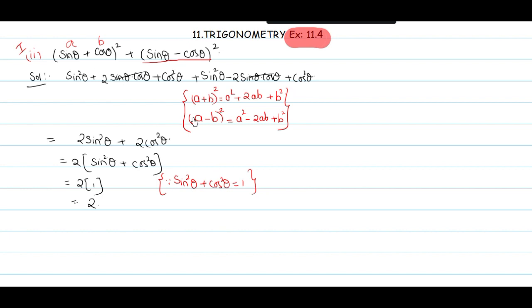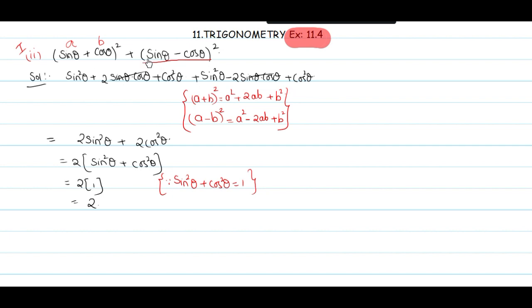We have sin theta as a. So, a square will be sin square theta plus 2 into a into b will be 2 into sin theta into cos theta plus b square is nothing but cos square theta. I repeat, it is not cos theta square, it is cos square theta.